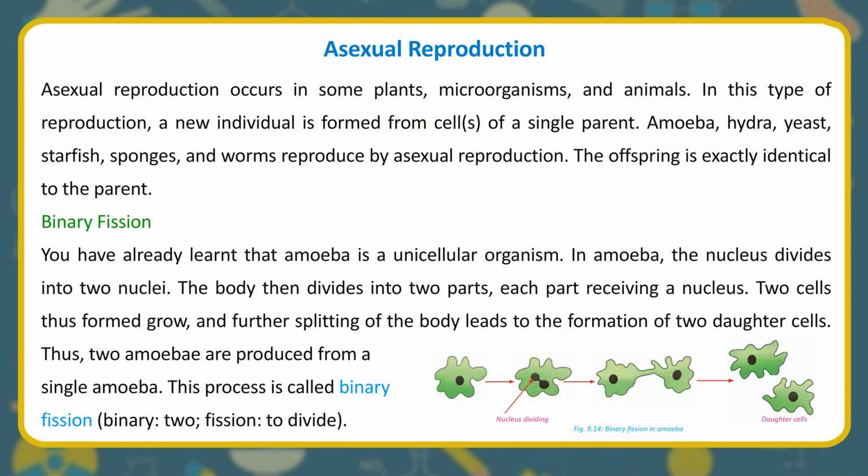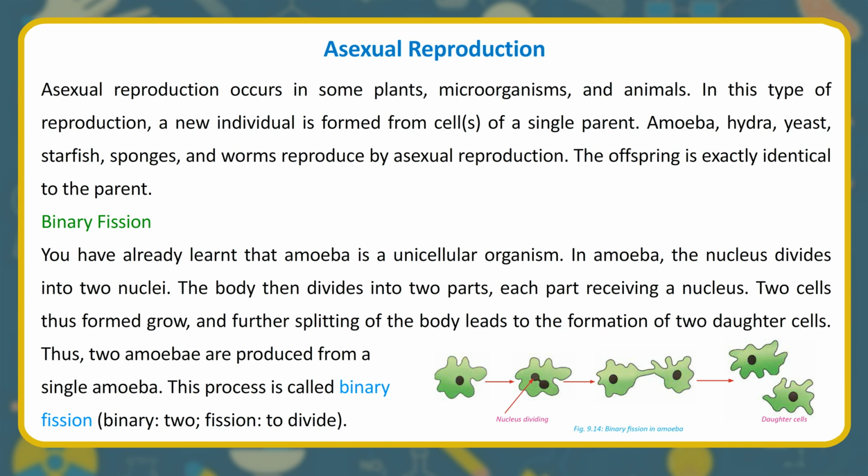Binary fission. You have already learnt that amoeba is a unicellular organism. In amoeba, the nucleus divides into 2 nuclei. The body then divides into 2 parts, each part receiving a nucleus. The 2 cells thus formed grow, and further splitting of the body leads to the formation of 2 daughter cells. Thus, 2 amoebae are produced from a single amoeba. This process is called binary fission.